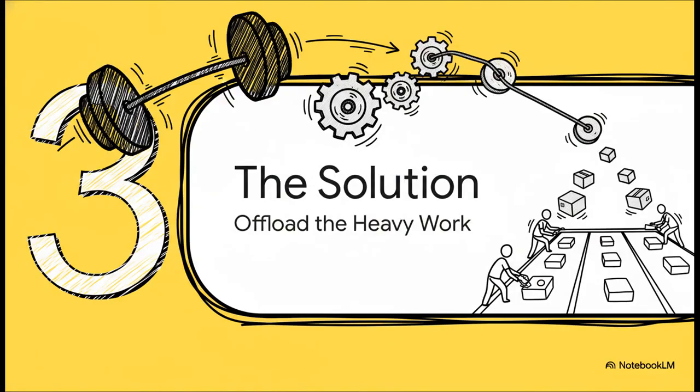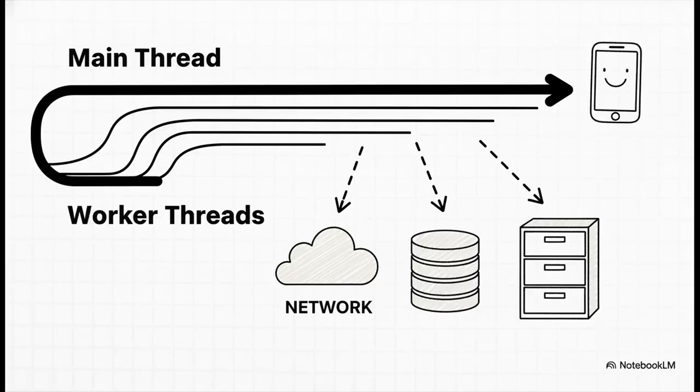Okay, so if our MVP, the main thread, can't be bogged down with all this heavy lifting, then what's the solution? Well, it's time to bring in some backup. We need to divide up the labor. And the solution, at least in theory, is pretty simple. You never, ever do slow work on the main thread. Instead, you offload it. You hand it off to what we call a worker thread.